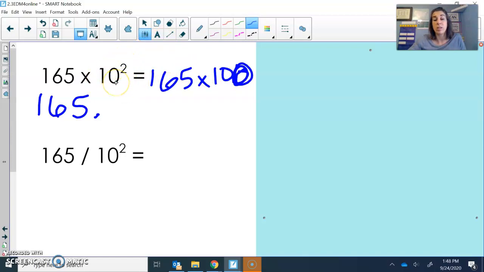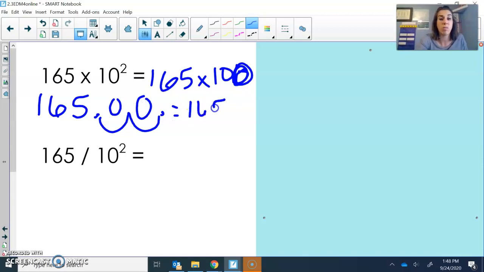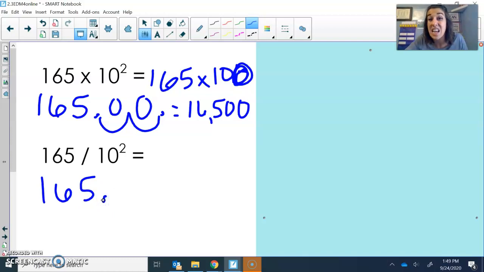So if there are 2 zeros in this number when it's written in standard form, my decimal point is going to move over 2 place values. So I'm going to have 1, 2. And I am going to use a 0 as a placeholder. Now if I rewrite that, then I will have 16,500 for my answer. It works the same way with division, except you go to the left instead of the right. You need to make the number smaller instead of larger. So I have 165 with the decimal point after it, because that's the secret.